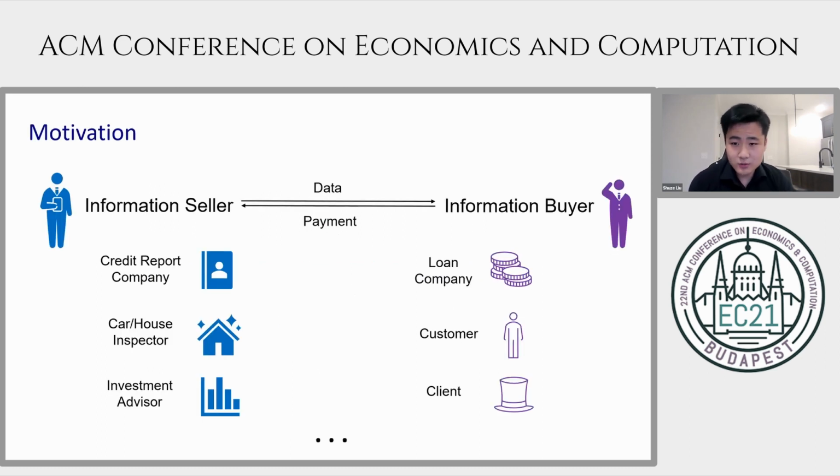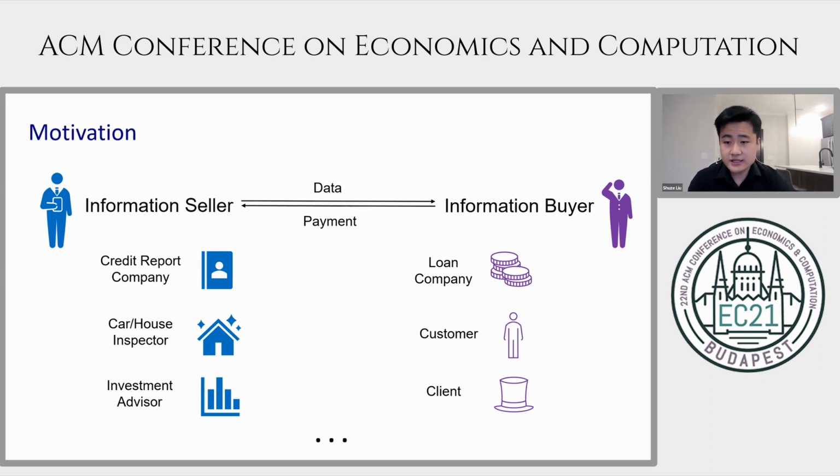In the model, we consider one information seller and one information buyer. The information seller has data or information which is valuable for the information buyer. So the seller can charge money from the information buyer by revealing that information.